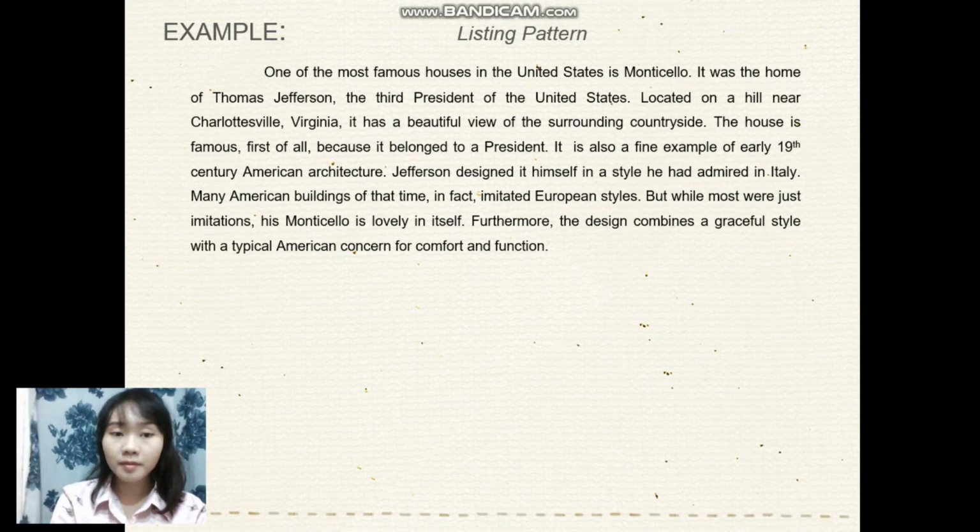The house is famous, first of all, because it belonged to a president. It is also a fine example of early 19th century American architecture. Jefferson designed it himself in a style he had admired in Italy. Many American buildings of the time, in fact, imitated European styles, but while most were just imitation, his Monticello is lovely in itself. Furthermore, the design combines a graceful style with a typical American concern for comfort and function.